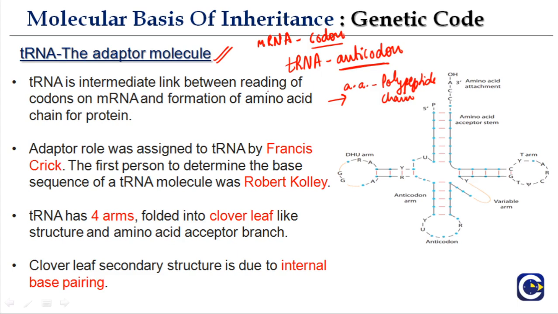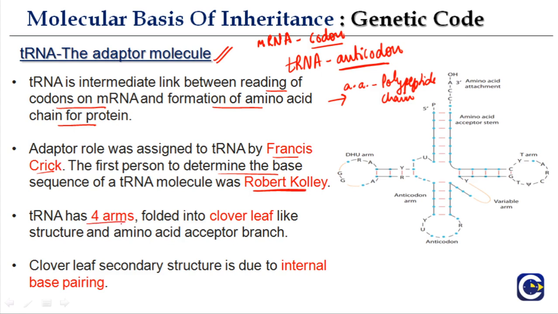tRNA is an intermediate link between reading of codons on mRNA and formation of the amino acid chain. The adapter role was assigned to tRNA by Francis Crick. The first person to determine the base sequence of tRNA was Robert Holley. Again, if you have gone through the previous parts, you know that you need to remember the names of these scientists because they can ask you match the following questions.